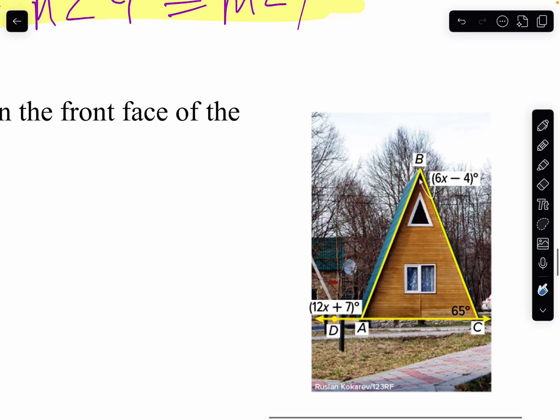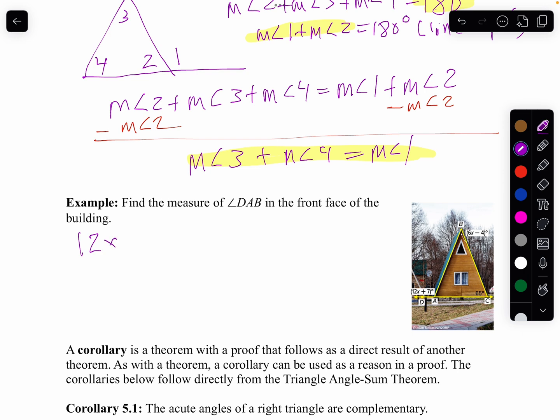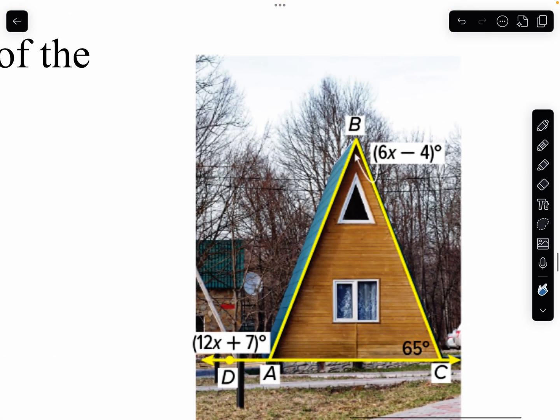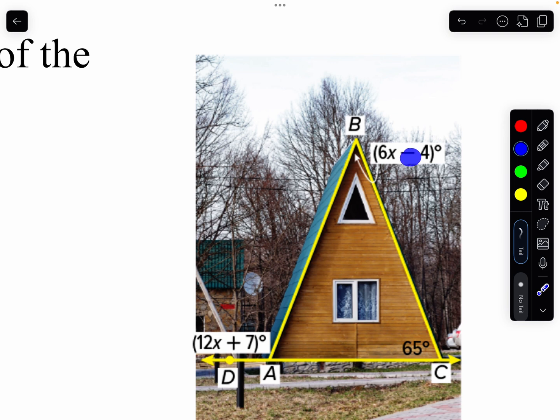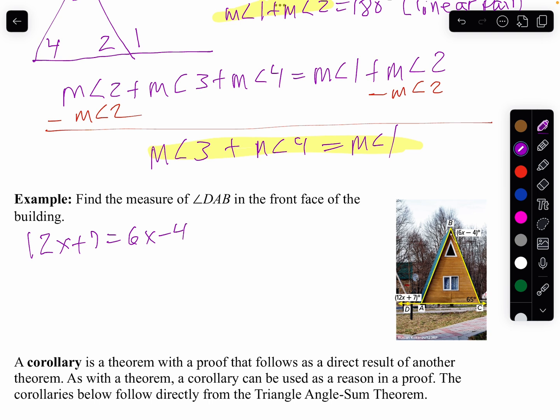So on my next example, notice 12x plus 7 is my exterior angle. So I'm going to say 12x plus 7 equals the sum of my 2 remote interior angles, which in this case are 6x minus 4 and 65 degrees. So now I'm going to say 12x plus 7 equals 6x minus 4 plus 65. Now we'll do the algebra, actually the pre-algebra.